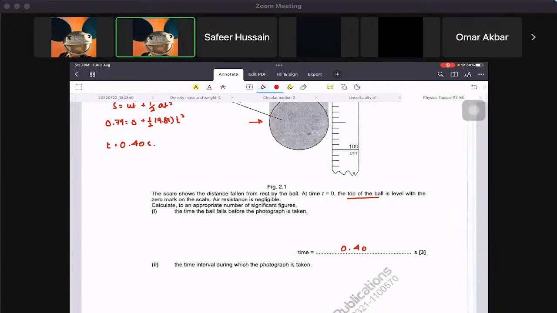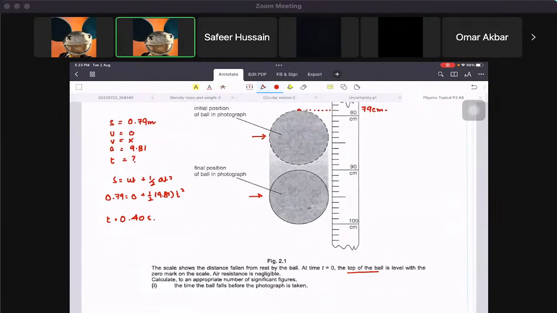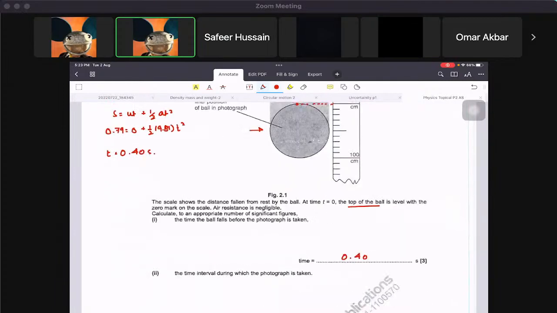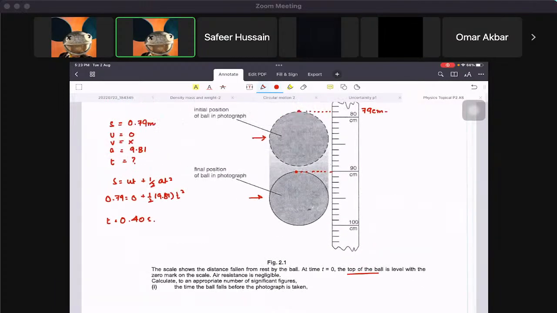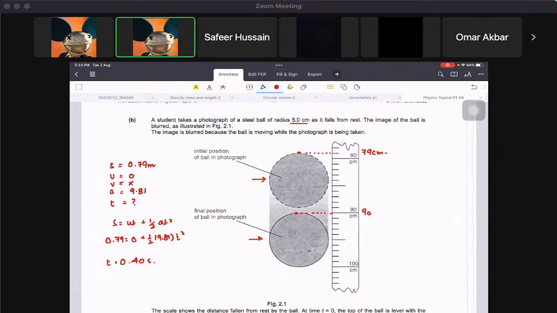Then it says the time interval during which the photograph is taken. So basically the image appeared here. It means when the processing had been done, the time had appeared here, which means that this is 90, and now I have to make another equation. I'm not going to use the same thing. I'm going to use another equation, and I'm going to start from the top again. I'm not going to subtract 79 from 90. In fact, I'm going to take it as 0.90 meters. The initial velocity at the top where it had been released was 0. Final is not known. This is 9.81, and this is the key to these questions, because if you don't do this, then automatically you will be stuck in these questions.